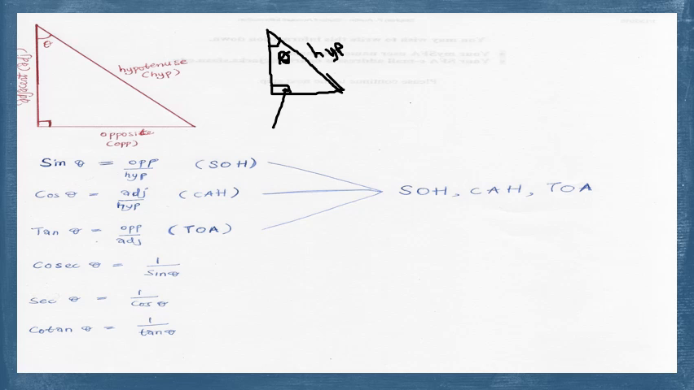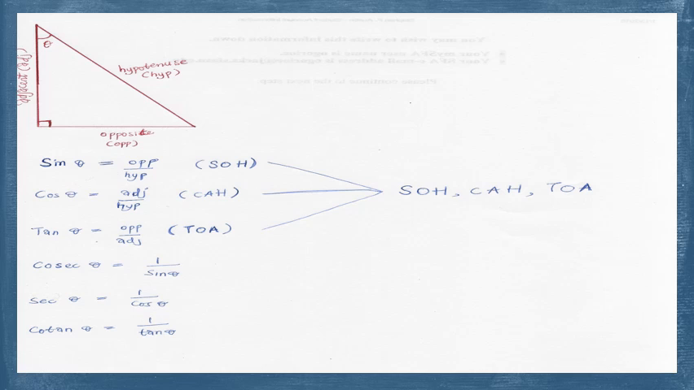So sine theta equals opposite over hypotenuse. So sine theta equals opposite divided by hypotenuse. And there we have this, which we call SOH. This is just an acronym telling you what sine theta is. S stands for sine theta, the O stands for opposite, and the H stands for hypotenuse. So sine theta equals opposite divided by hypotenuse.